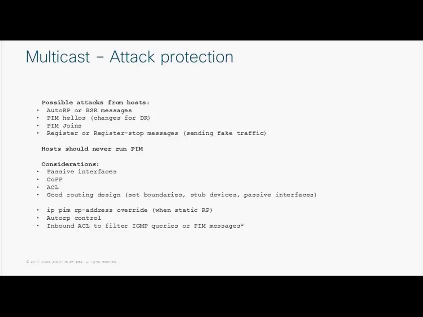Now we have other considerations, like the ip pim rp-address override. When we use a static RP, we can consider having a static RP with override in order to avoid that any other information we receive, like auto RP or BSR, changes the RP information that we are using. We can also use auto RP control or an inbound access list to filter the IGMP queries or PIM messages.